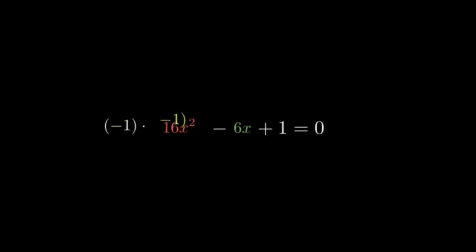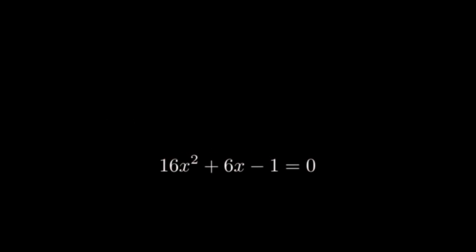For our constant term, -1 times positive 1 equals -1. When we multiply a positive number by a negative number, the result is negative. And on the right side of the equation, -1 times 0 equals 0, since multiplying any number by 0 always gives 0. After multiplying both sides by negative 1, our equation is now transformed to 16x^2 + 6x - 1 = 0. Notice that all the signs have been flipped, and most importantly, our leading coefficient is now positive.